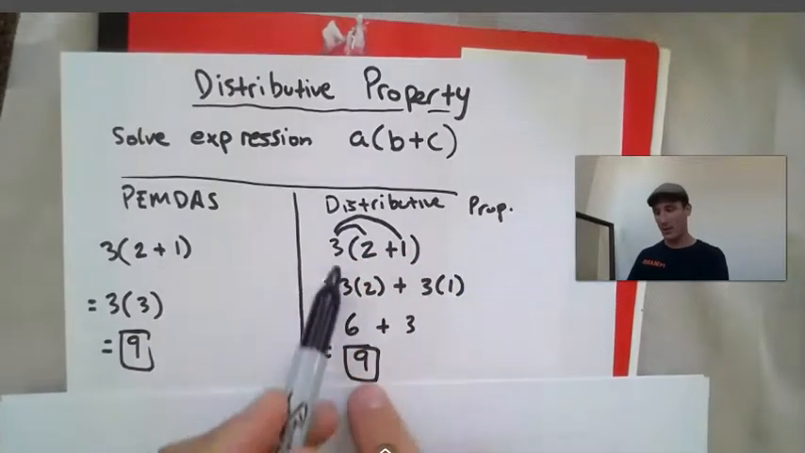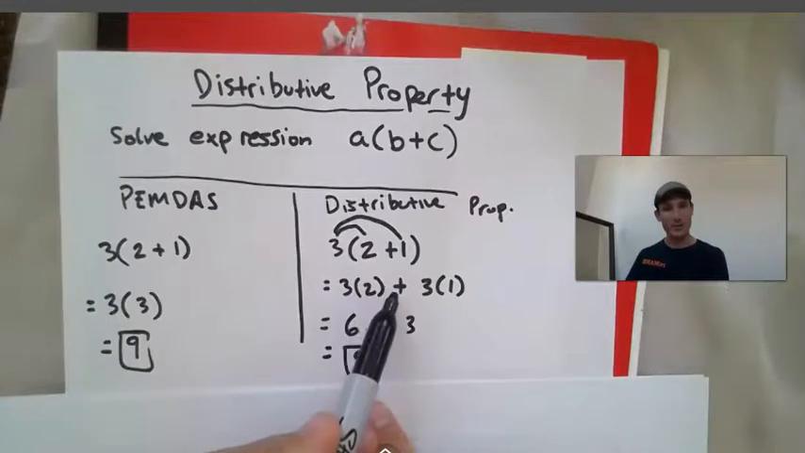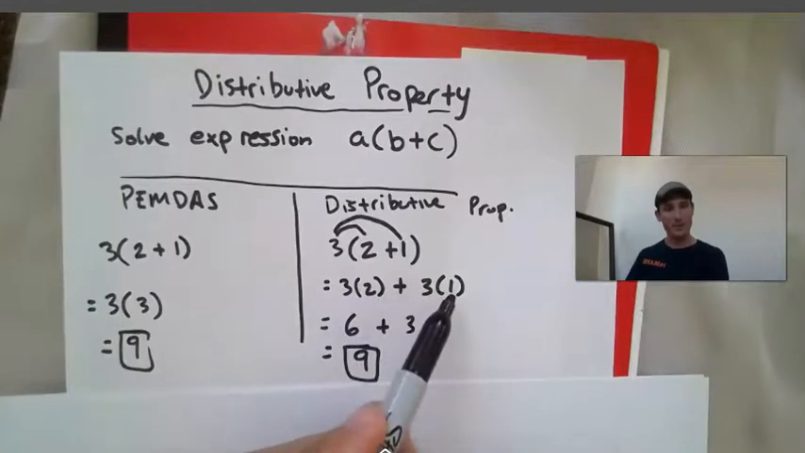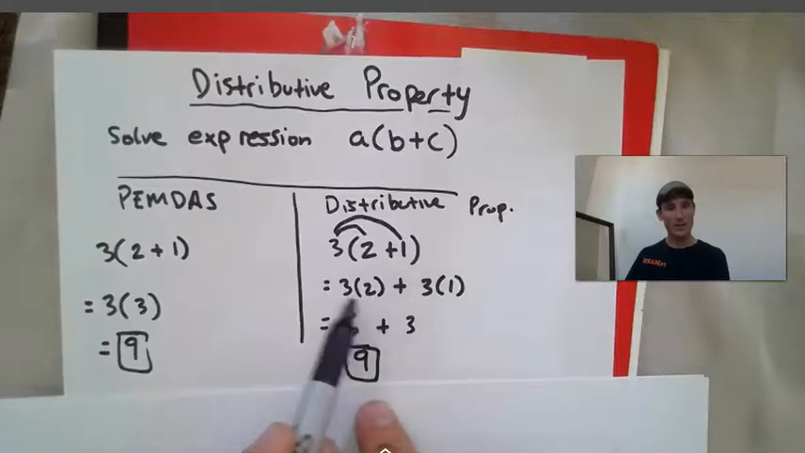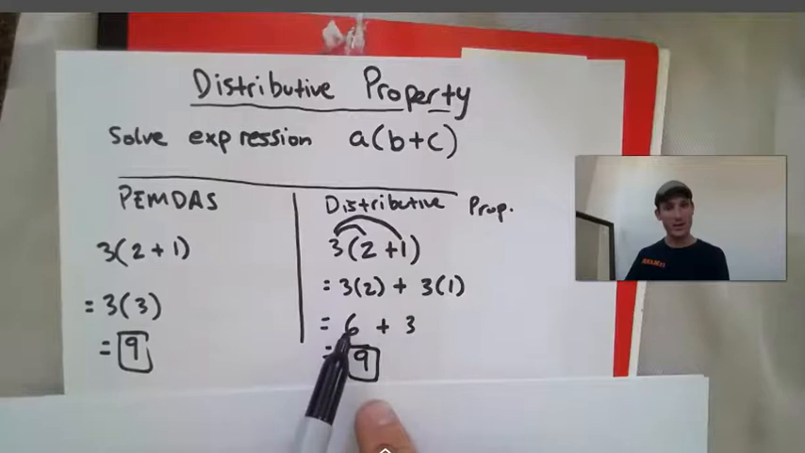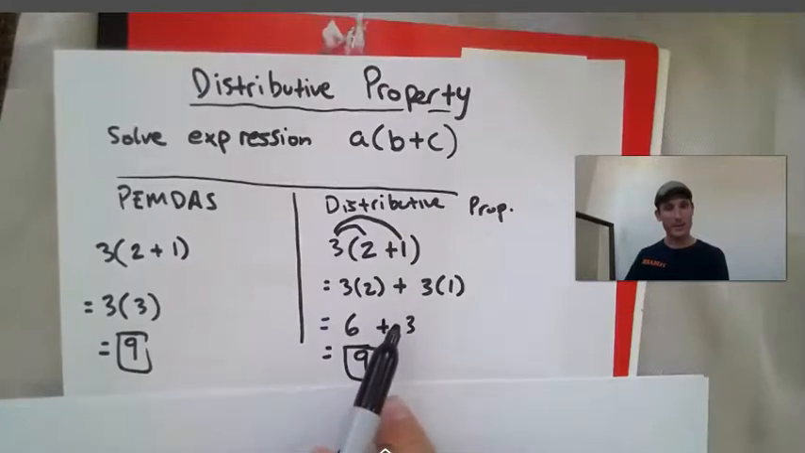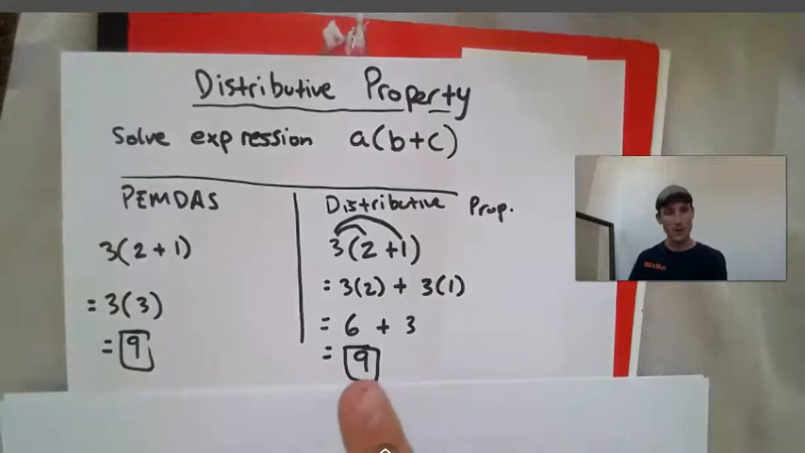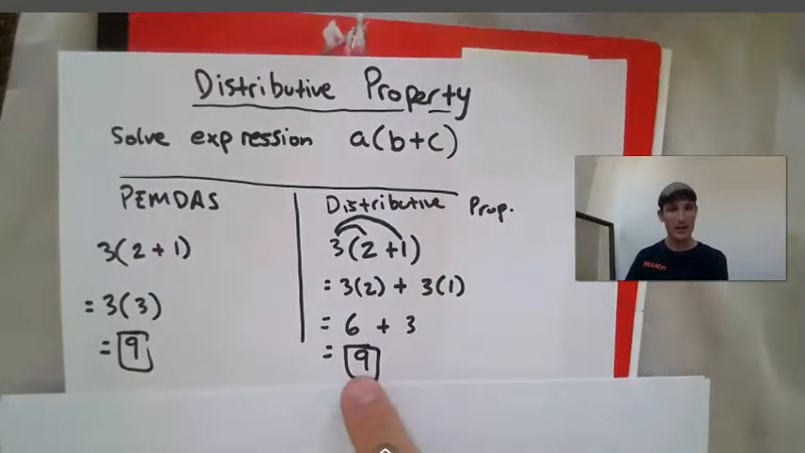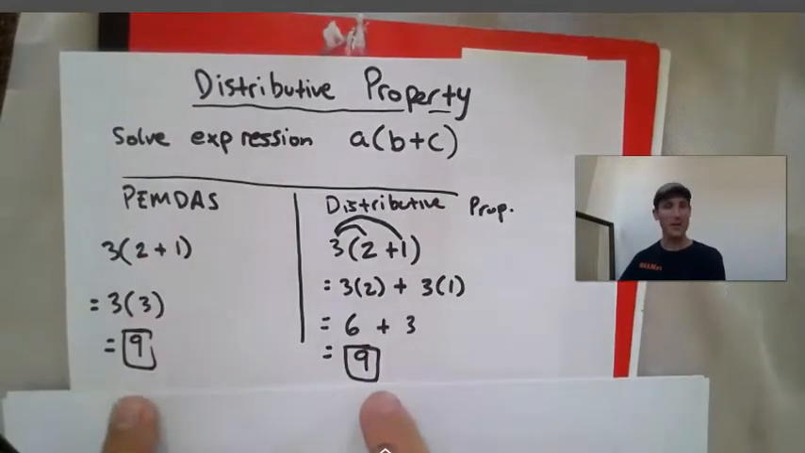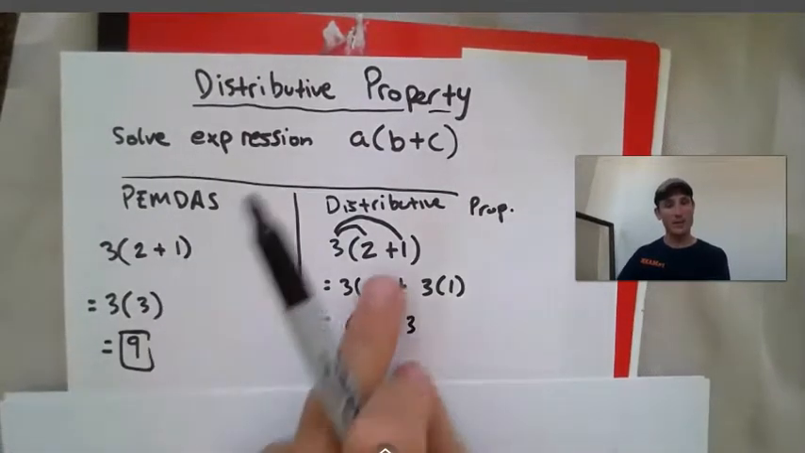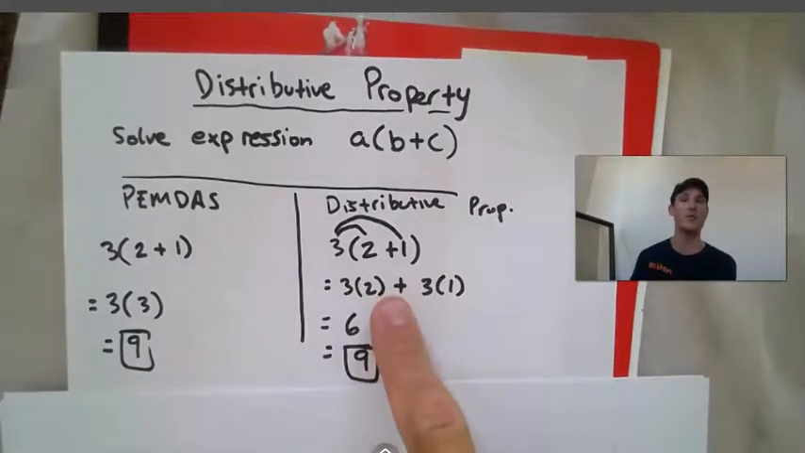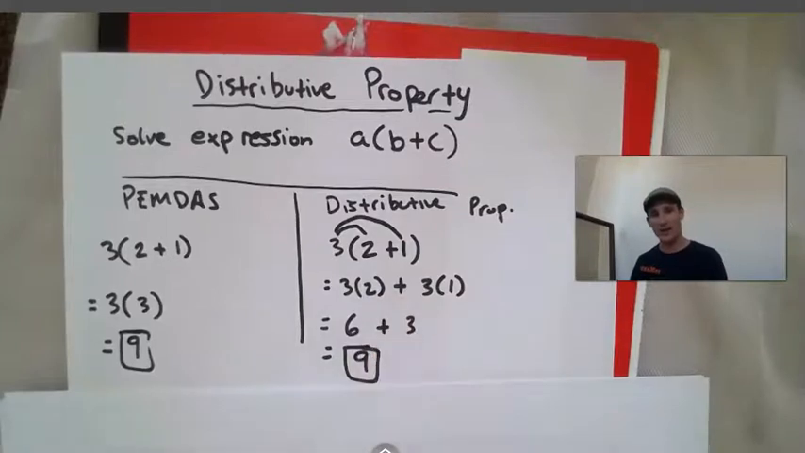So this simplifies to 3 times 2 plus 3 times 1. That's our first rainbow. That's our second rainbow. We can simplify this further. This is multiplication: 3 times 2 is 6. 3 times 1 is 3. Okay? 6 plus 3, 9. So you can see using either method, we get the same exact answer. This is going to come in really handy when we start working with variables, letters. And so we're going to jump right into that.